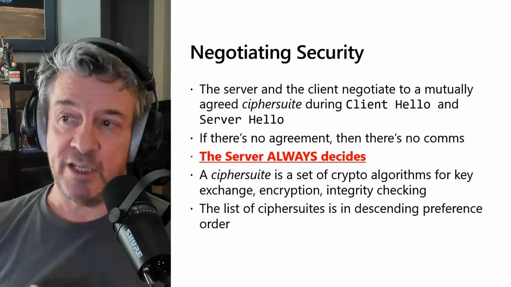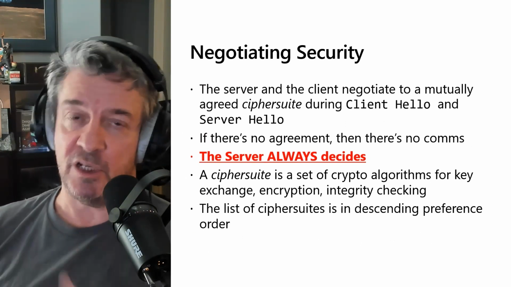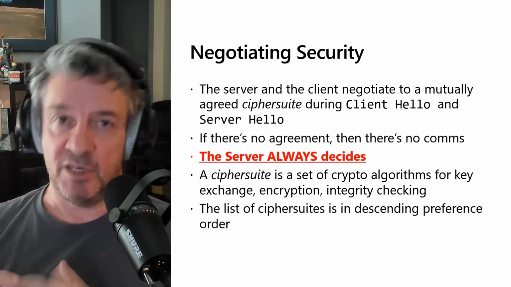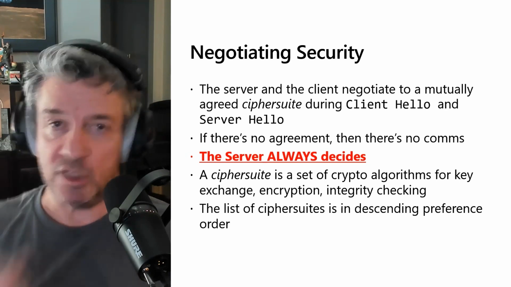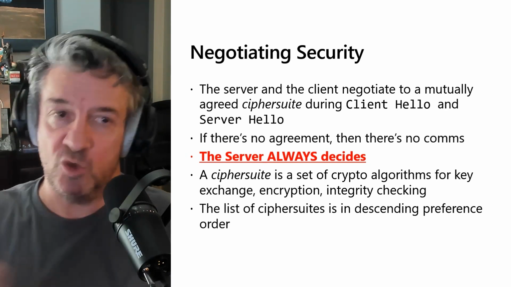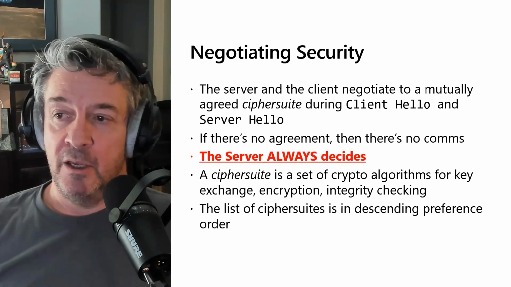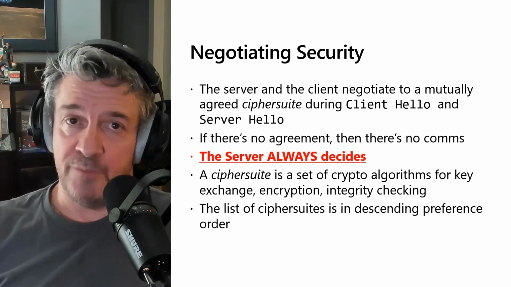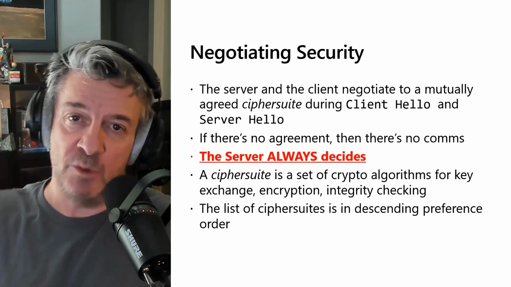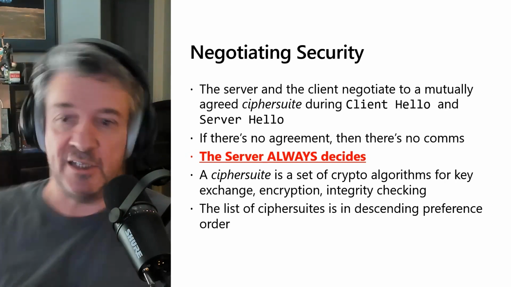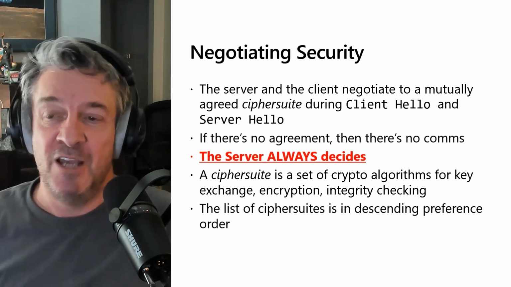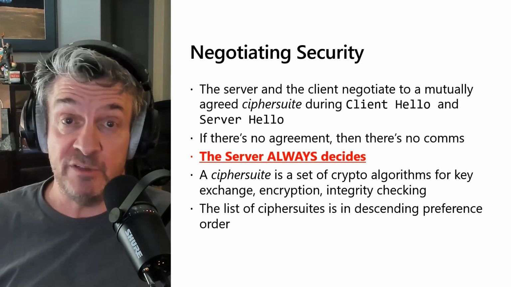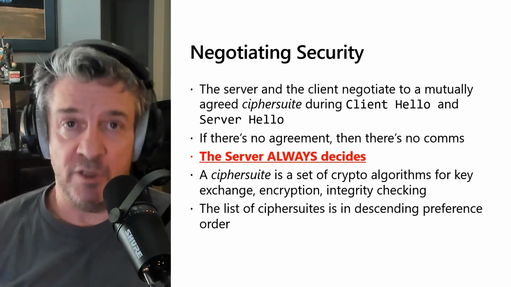So when it comes to negotiating security between the client and the server, they must agree upon a mutually agreed upon cipher suite. I'll talk about cipher suites in the next slide. If there is no agreement, there is no communication. End of story. So if the server says, I will support these cipher suites, and the client says, I support these other cipher suites that have nothing in common with the server's cipher suites, there is no communication.